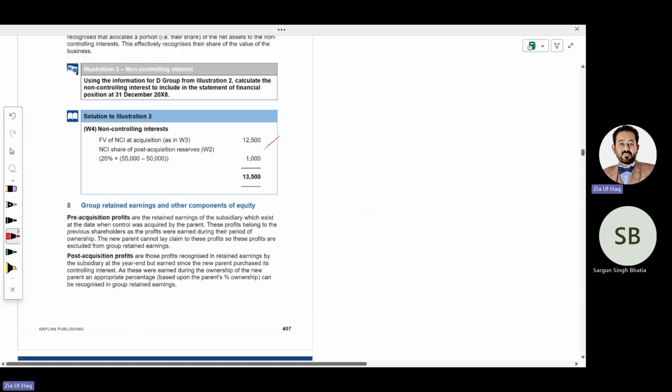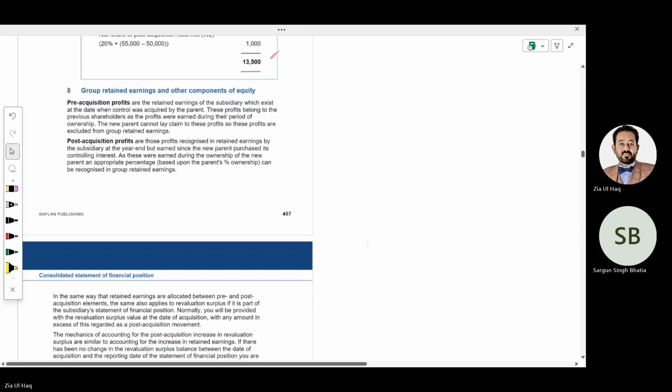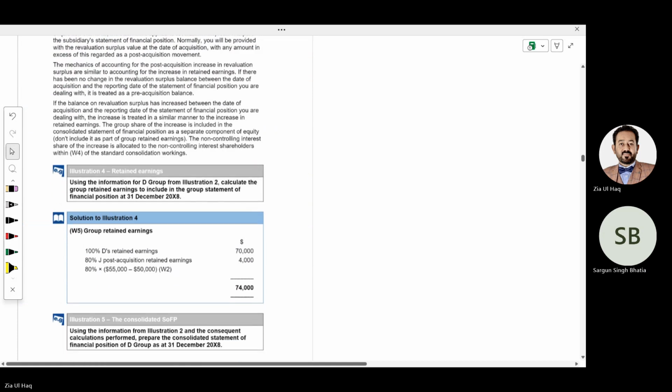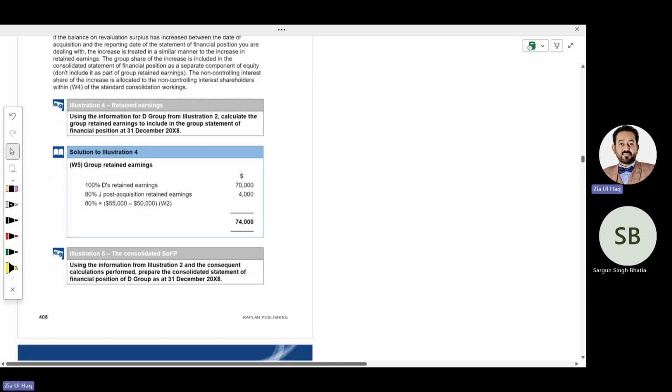This illustration is relating to that question we have covered, how to calculate non-controlling interest liability. 12,000 was the fair value and 5,000 profit, 20%, 1,000, 13,500 that we just have covered. That was relating to how to calculate group retained earning: parent company retained earning plus profit of subsidiary 5,000, 80%, 4,000, 74,000.